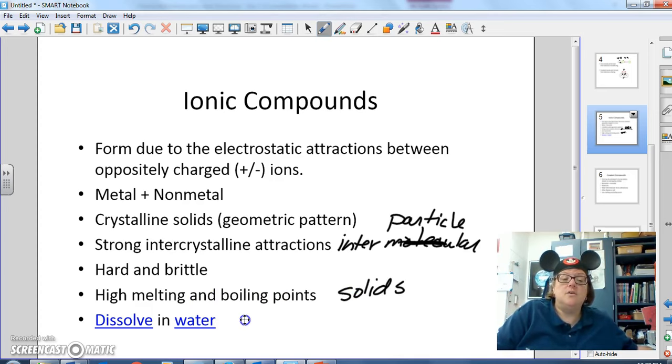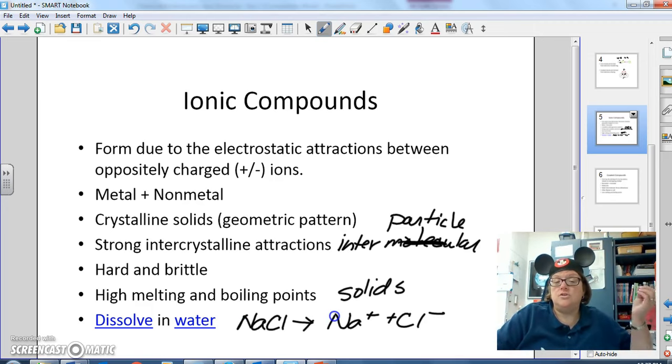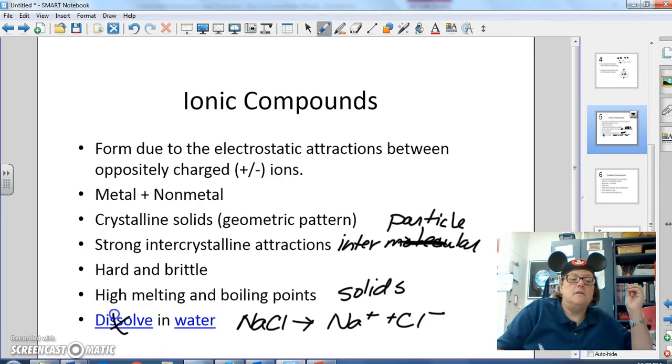And we talked about dissolving and dissociation. Sodium chloride actually breaks into sodium ions and chloride ions. That is dissociation. So really I should say dissociate here.